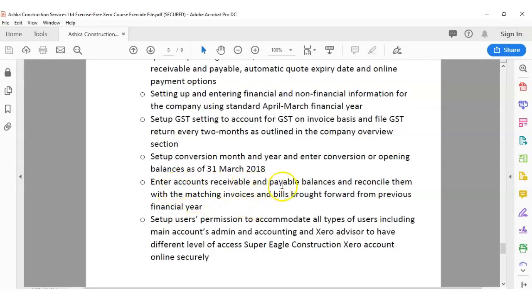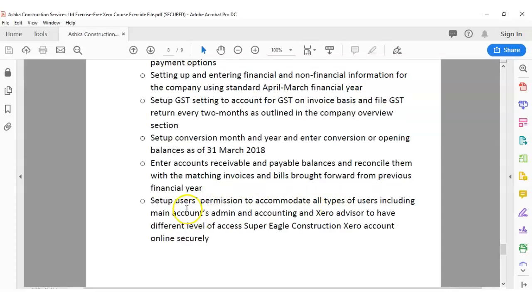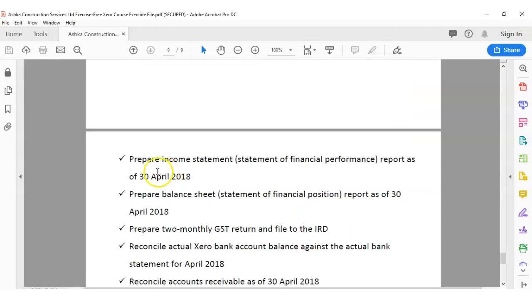Enter accounts receivable and accounts payable and reconcile them with the matching invoice and bills brought forward from previous financial year. Set up user permission to accommodate all types of users, including main accounts admin and accounting and Xero advisor, to have different level access to Ashker Construction Limited Xero accounts online securely.